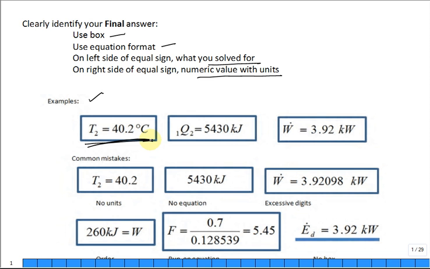It looks good. Does this look good? Looks good. Does this look good? Looks good. Notice also everything's to how many significant digits for this number? 3. How many significant digits for that number? 3. How many significant digits for that number? 3. All right. What about a mistake? What is the mistake here? No units. What's the mistake here? No equation. What's the mistake here?